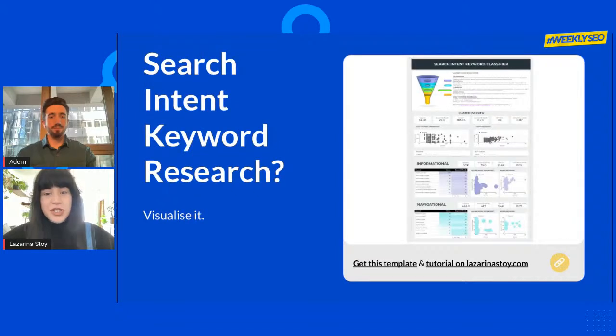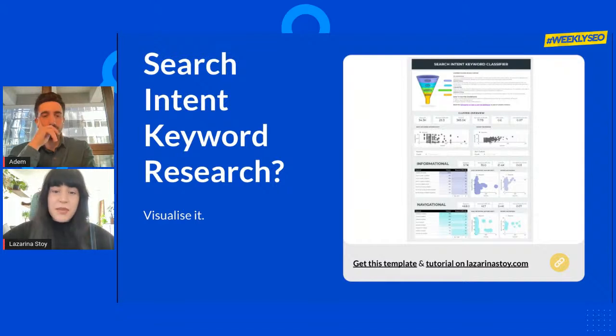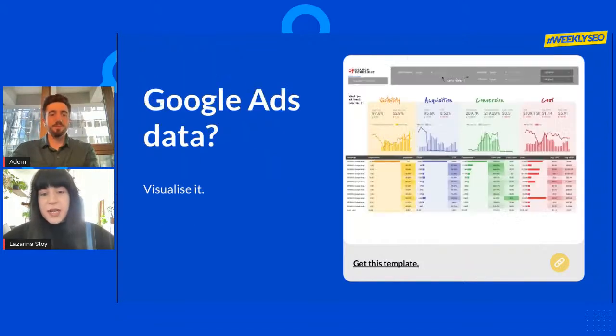You can also do search intent keyword research and classification. This is another dashboard that I released a while ago. Very quick visualization on a data set that you have for different keywords that you've pulled perhaps from different sources. And you can split them based on the intent that they signal in the query.